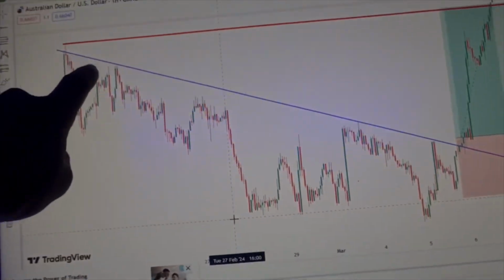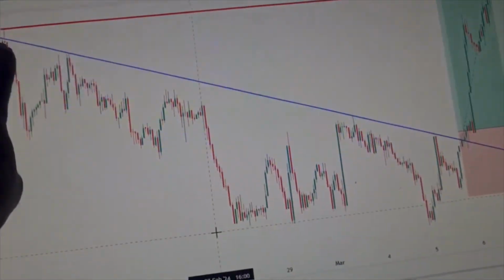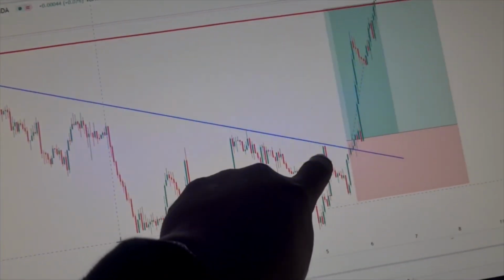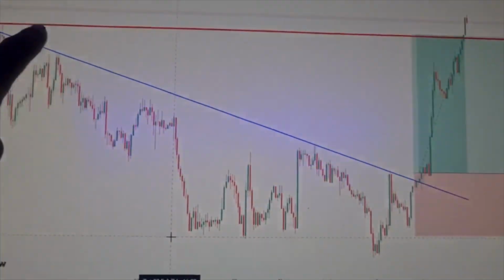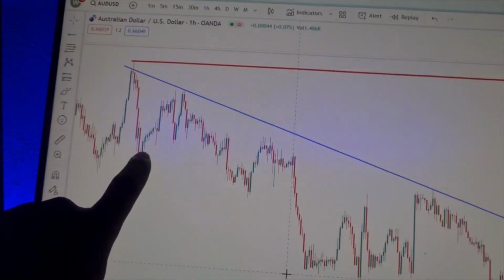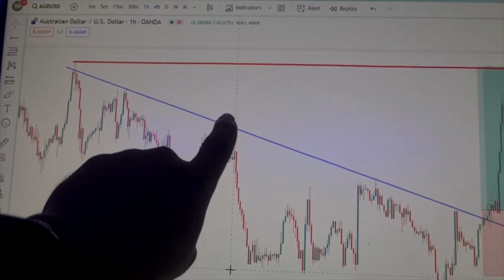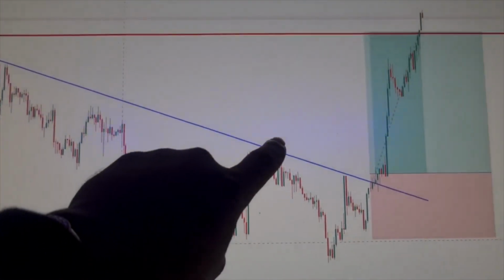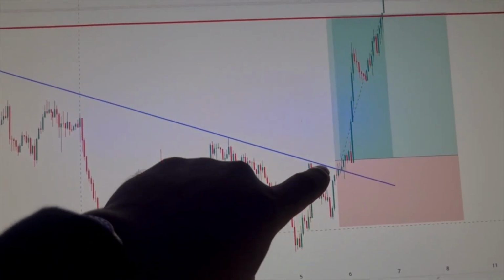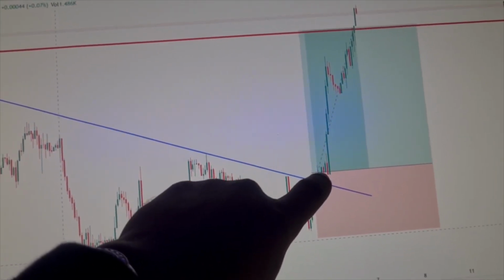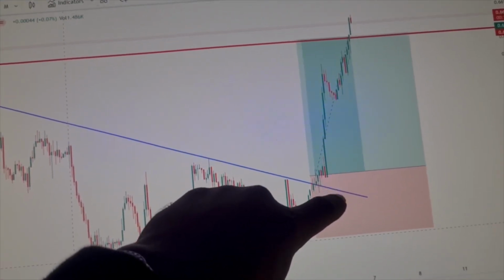Look at this, AUDUSD. You can see, guys, we had this trend line right here. The market has been in a downtrend, coming downtrend on downtrend. Pullback to the trend line, continuation. Pullback to the trend line, continuation. Pullback to the trend line. And then after the market gave us the breakout, this is where we enter.